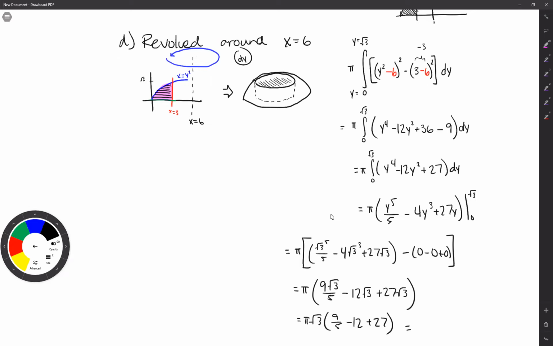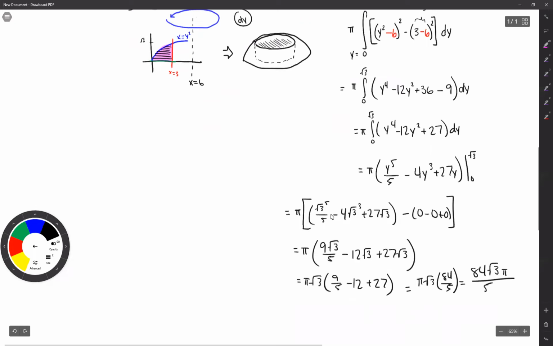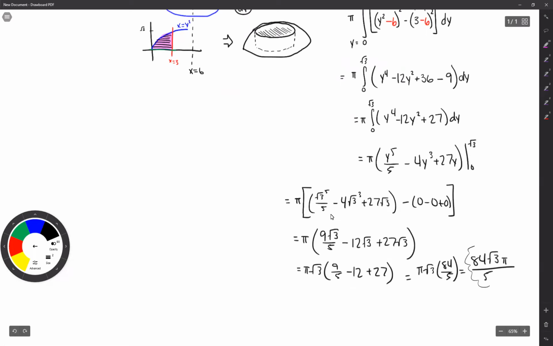Just combining that minus 12 and that 27 first, that's 15. 15 is 75/5. 75/5 combined with that 9/5 is going to be 84/5. So square root of 3 times 84/5. And, just rewrite that 84 square root of 3 pi all over 5. So that's going to be your volume there. So that's the end of it.